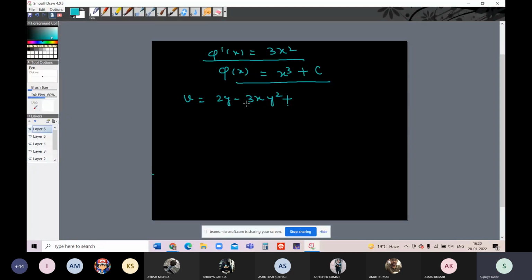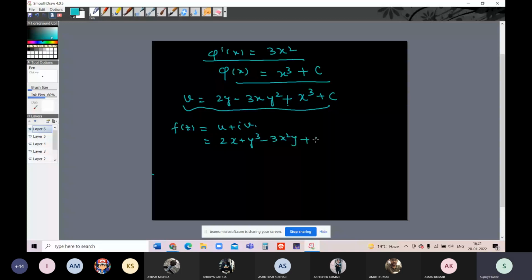So 3xy square. Now substituting this value of phi x, it will be x cube plus c. So this is our harmonic conjugate of u. Now we also have to find the analytic function f(z) whose real and imaginary parts are u and v. So the analytic function will be f(z) equals u plus iv. Now substituting the values of u and v, u was 2xy cube minus 3x square y, and v was 2y minus 3xy square plus x cube plus c.